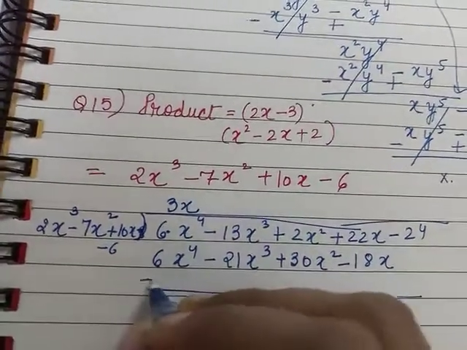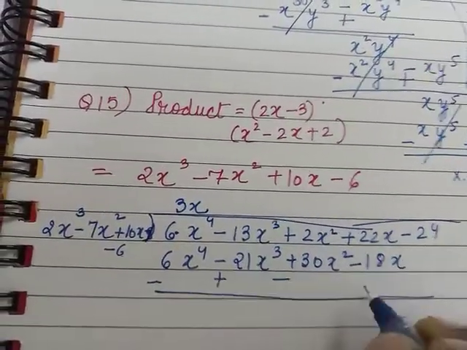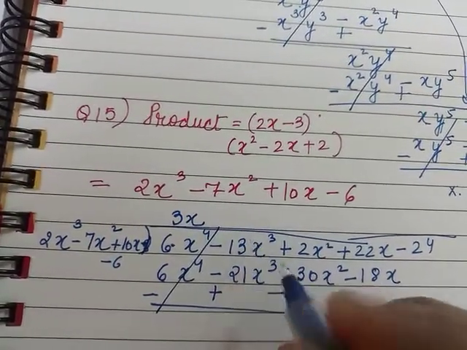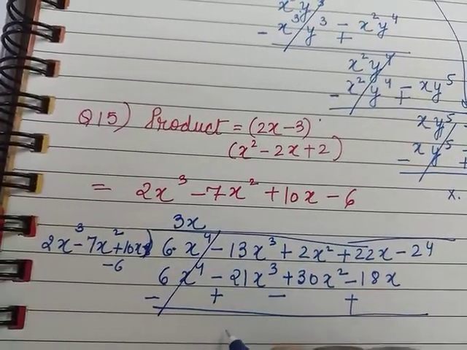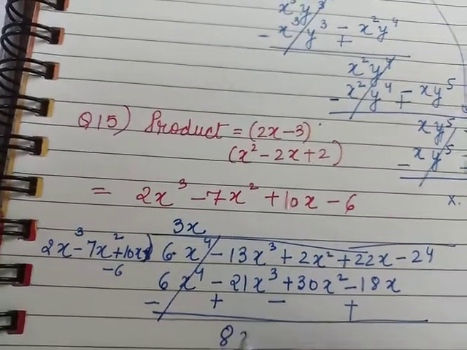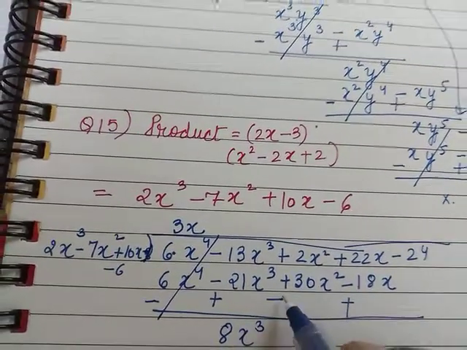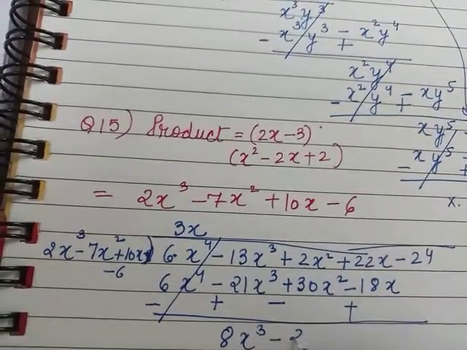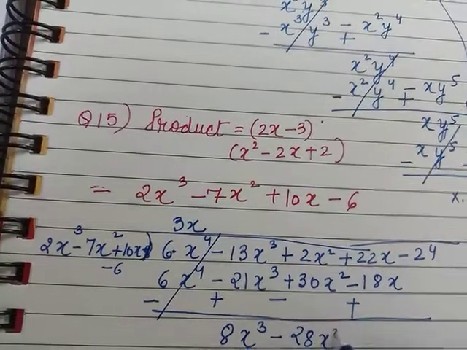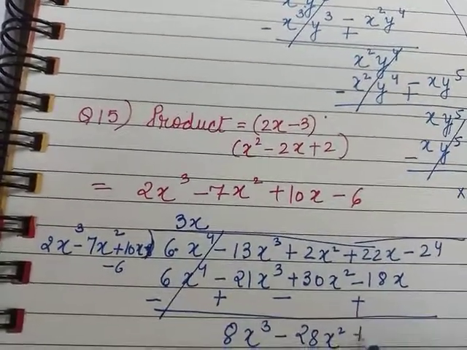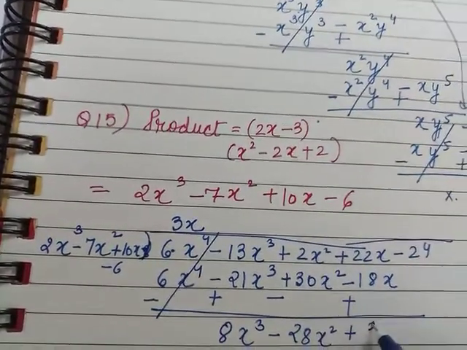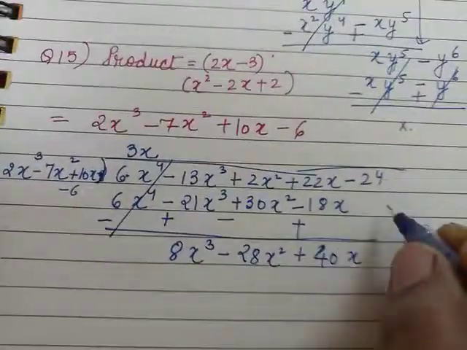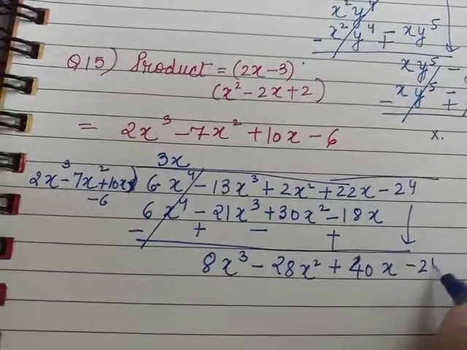Now again we subtract. For that we change the sign. This gets eliminated. Plus 21 minus 13 will give you plus 8x cube. Minus 30 and plus 2 will give you minus 28x square. Plus 18 and plus 22 will give you plus 40x. And we copy down minus 24 here.